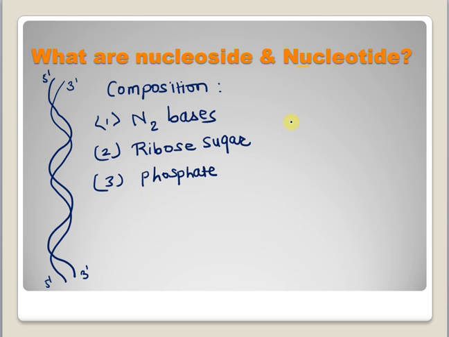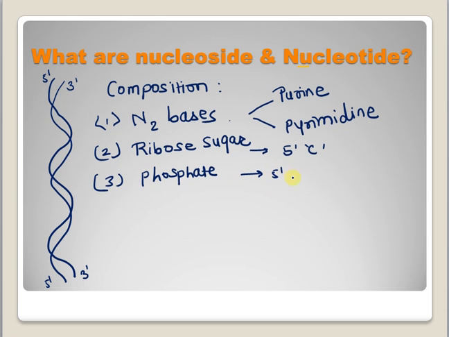The first thing is the nitrogenous bases. Again, if I give the classification here, the nitrogenous bases are categorized into 2 types: one is the purine and another one is the pyrimidine. Ribose sugar is a pentose sugar, or we can say a 5-carbon sugar. And the phosphate group is present on the 5' end. So I am writing this 5' PO4, that is the phosphate group.